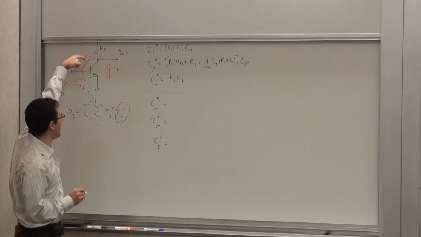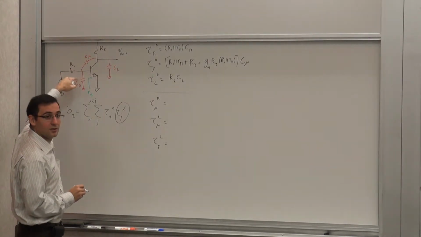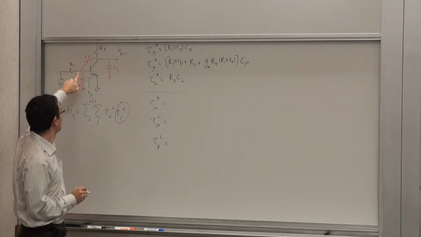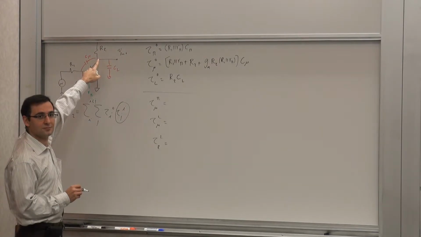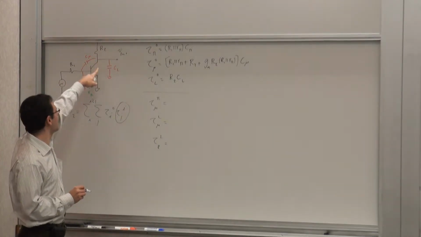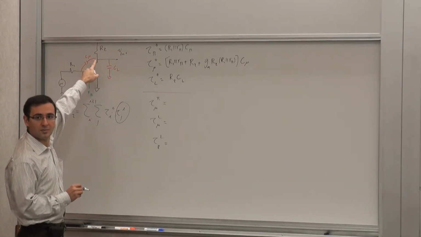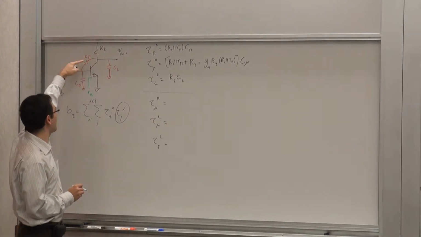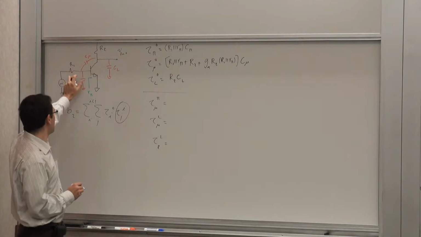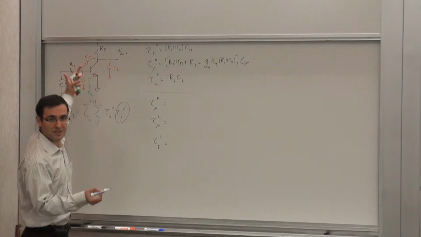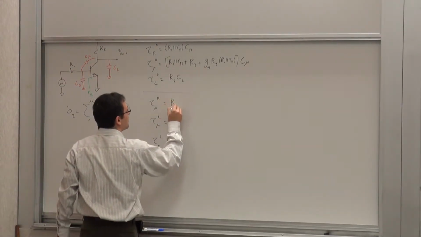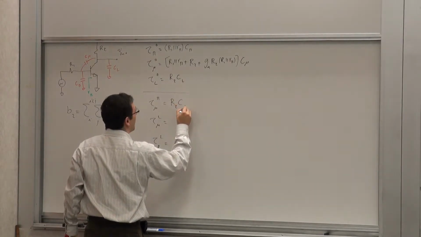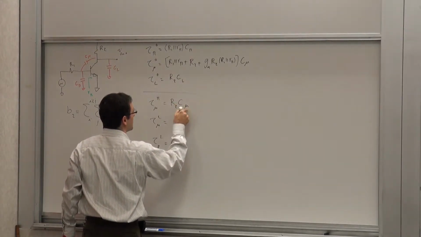The resistance seen by this guy when this guy is shorted. What is it? R2 times C mu. Makes sense? You remember? Otherwise, it's R left plus R right plus R left R right GM. But R left is 0, so it's basically just R right. So it's R2 C L. I'm sorry, C mu.